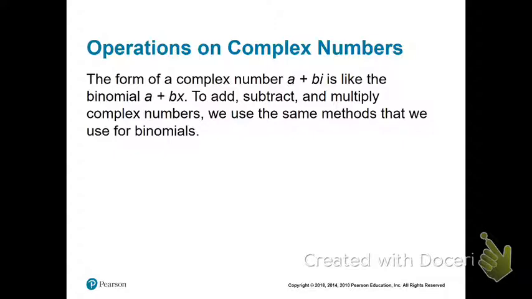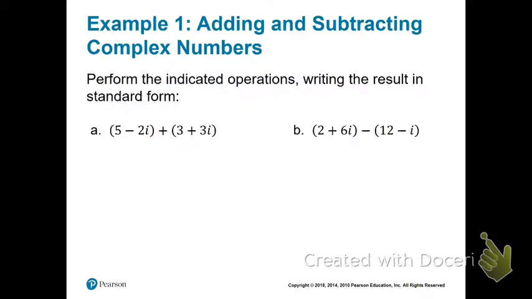Like if we had x times x, we would say that's x squared. So now if we have i times i, we say that is i squared. But then we have to do something else with that because we know what i squared is equal to. And we'll talk about that when we get there.